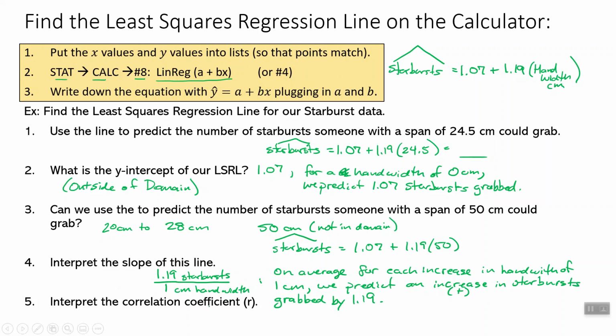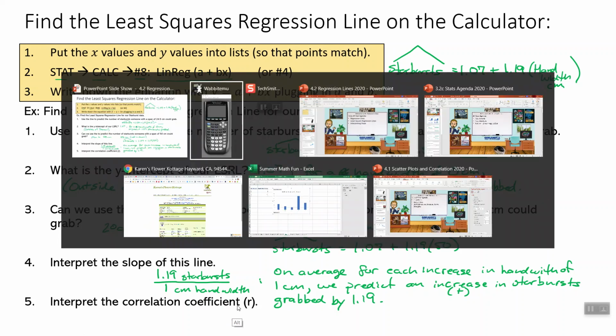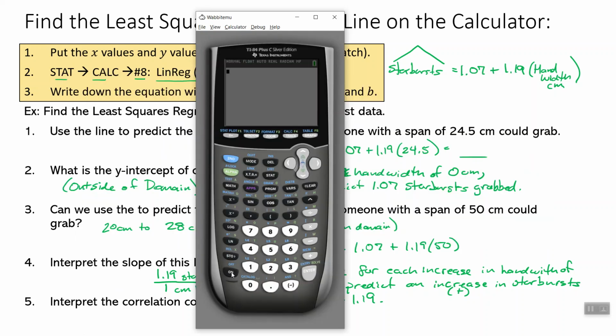All right, and last one here, interpret our correlation coefficient. So what is our R value? Well, it disappeared. Let's see if I can bring it back.